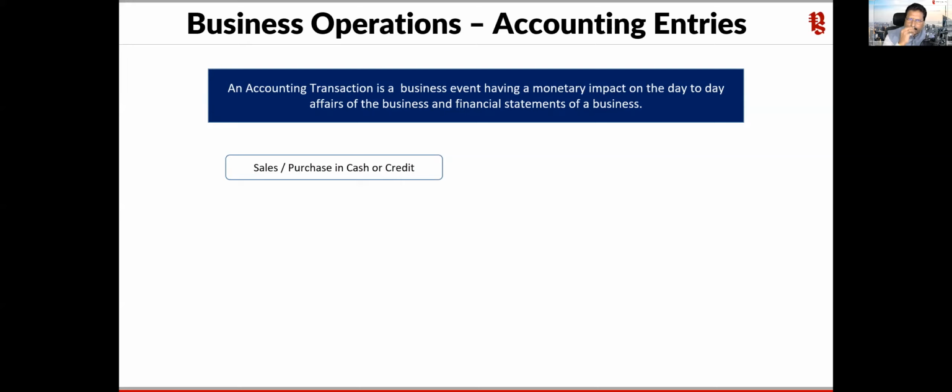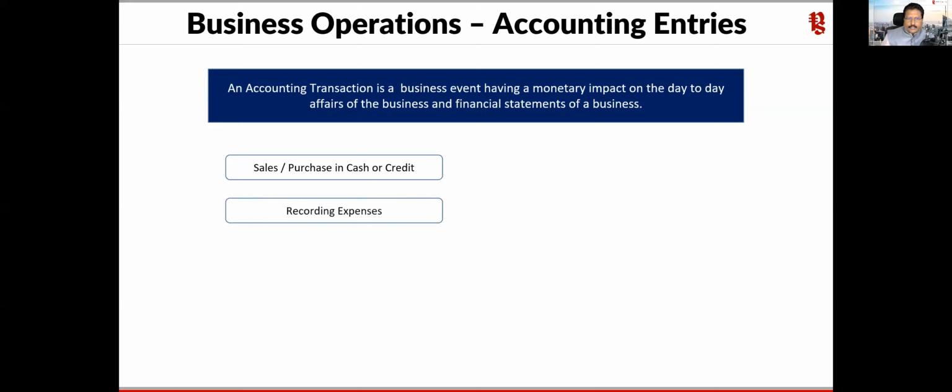If you are making a credit sale, then you are going to account for the sales, and also you are going to account for the person who has purchased the goods from you on credit, because the person has to pay money at a later point in time based on the credit period that we have provided to him. So similarly for the purchase also, right?